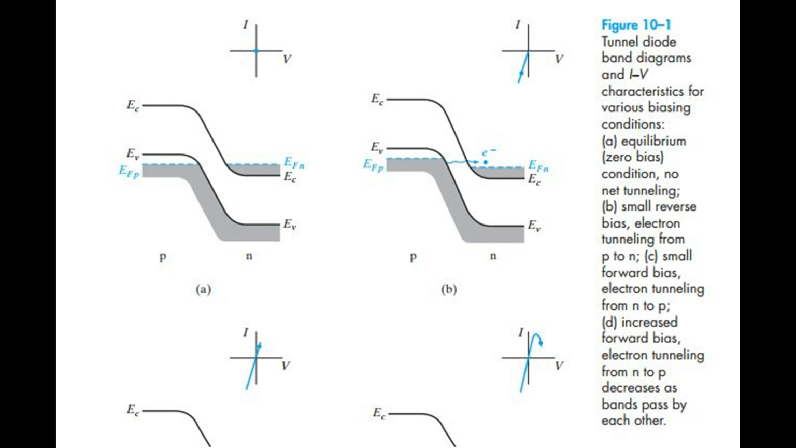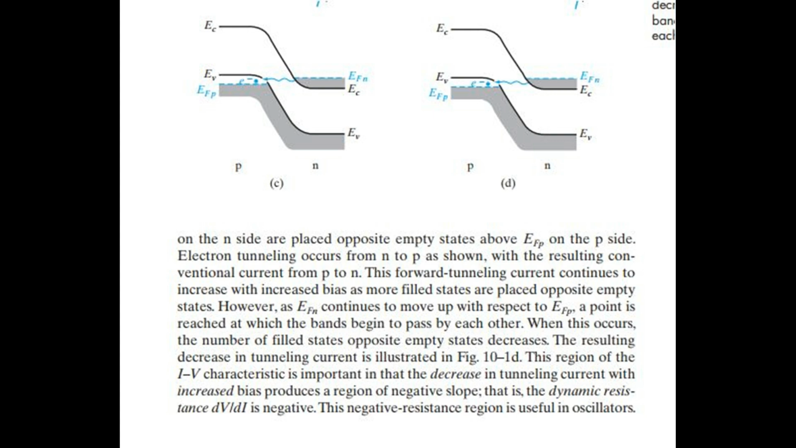Figure 10.1 tunnel diode band diagrams and current voltage characteristics for various biasing conditions. A. Equilibrium, zero bias, condition, no net tunneling. B. Small reverse bias, electron tunneling from P to N. C. Small forward bias, electron tunneling from N to P. D. Increased forward bias, electron tunneling from N to P decreases as bands pass by each other.